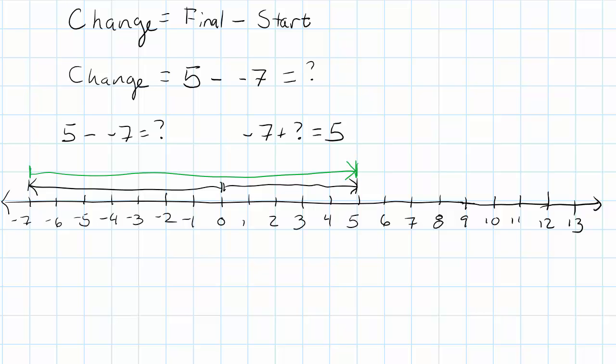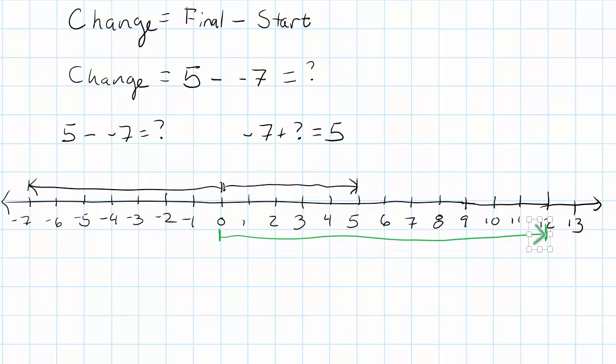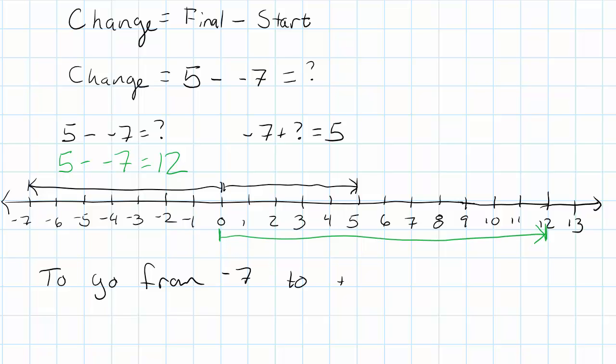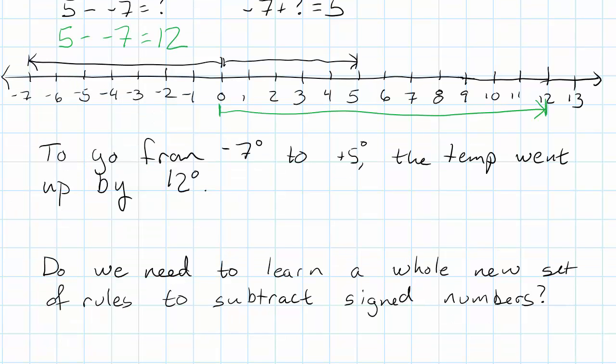Well, we take this vector and we move it so that it starts at 0, and we see that the result we want is positive 12. Right? And that's intuitive, right? To go from negative 7 to positive 5, the temperature went up by 12 degrees, right? And that is what happened. It went up by 7 degrees to get to 0, and then another 5 degrees to get to 5.